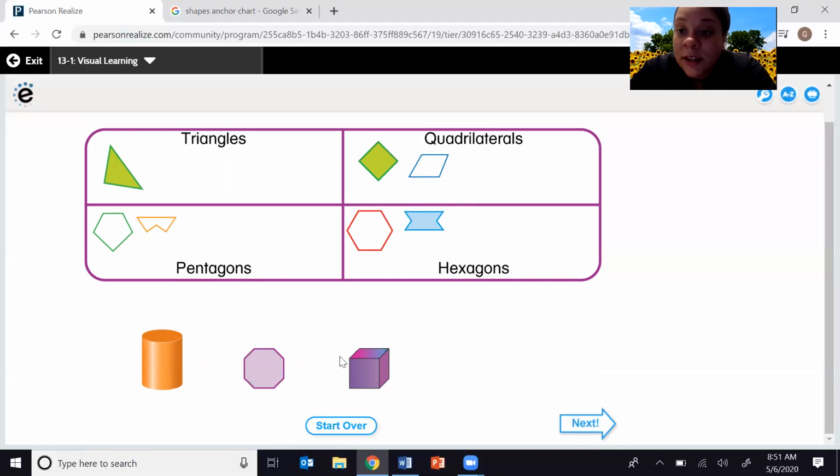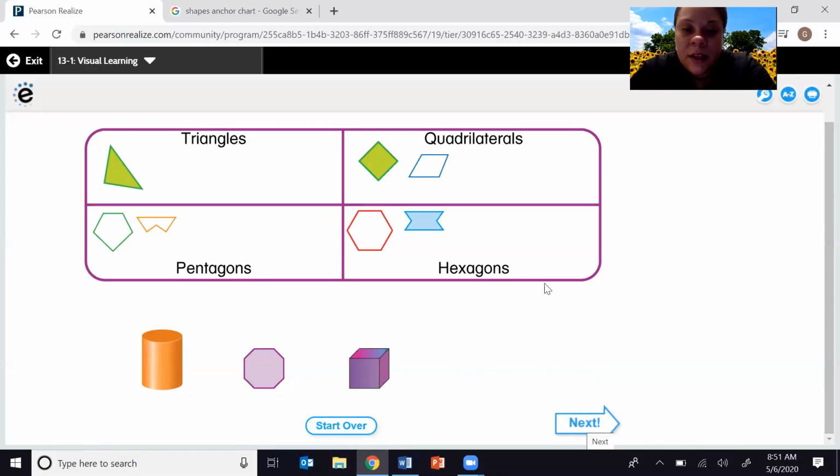No, because that's a 3D shape. No, that's a cylinder. So absolutely not. And that's also a 3D shape. 1, 2, 3, 4, 5, 6, 7, 8. Did I count that right? 1, 2, 3, 4, 5, 6, 7, 8. Nope, it would not fit in any of these.